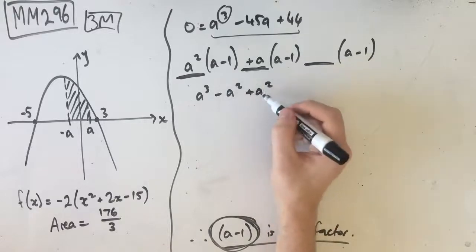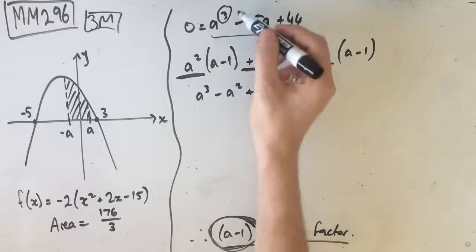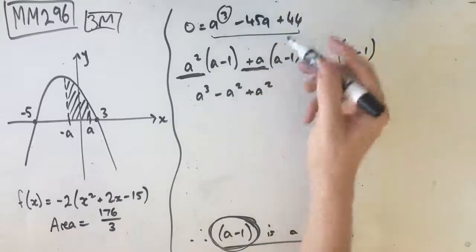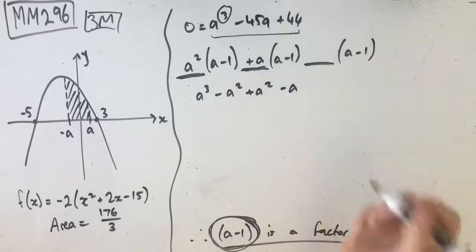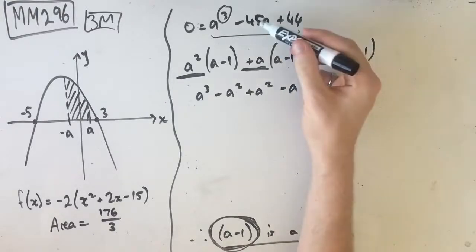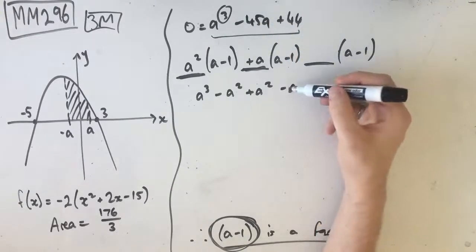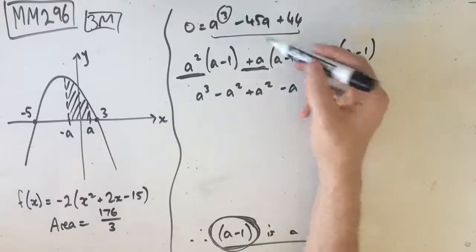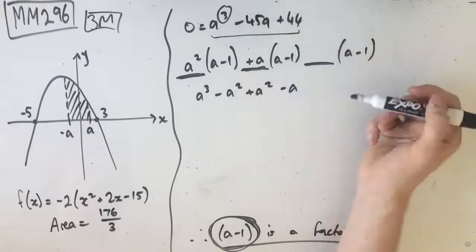So then our negative a squared and our positive a squared cancel out. That's exactly what we want, because we don't have an a squared in here. We want this bottom bit to equal this top bit. So then we get a times -1, which is negative a, and then we want our next bit to be negative 45a, right? So what do we have to add to negative a to get negative 45a? Well, we need to add another negative 44a.